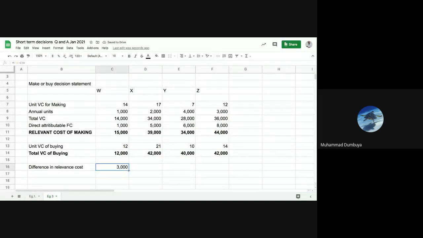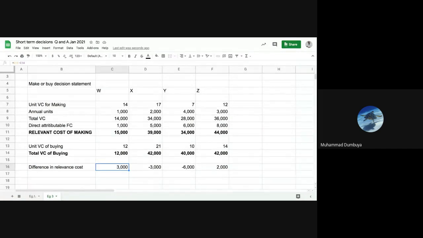When we replicate, we have 3,000, negative 3,000, negative 6,000, and 2,000. And what does this mean? Sorry, can I try? Yes, you can try. Is it the cost of making minus the cost of buying? That's right. Yes, it's the cost of making minus the cost of buying.